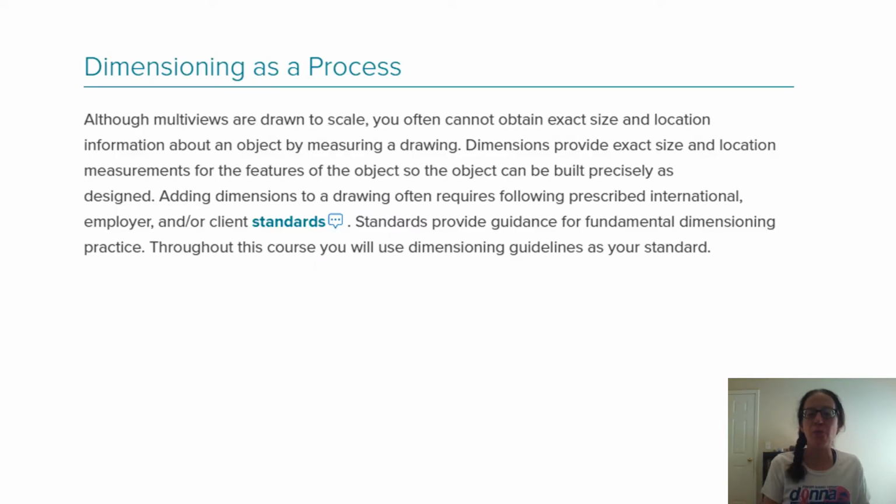So let's talk about what dimensioning is as a process. It says, although multi-views are drawn to scale, you often cannot obtain exact size and location information about an object by measuring a drawing. Dimensions provide exact size and location measurements for the features of an object so that the object can be built precisely as designed. So we're talking in terms of actually manufacturing and building an object.